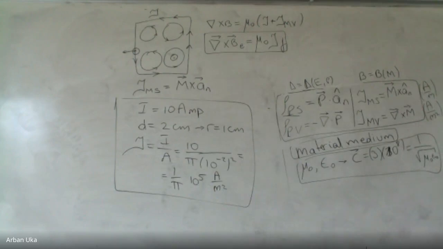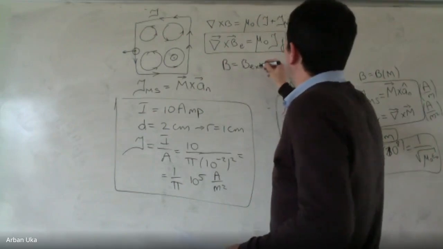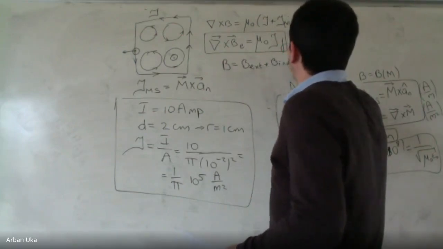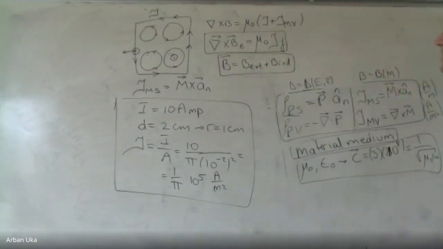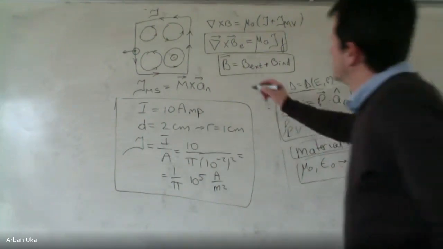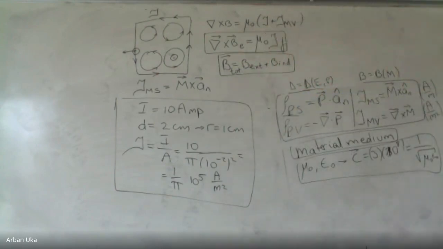Then in this material media, because of this new exposed field, the new magnetic field will now be the B external plus the B induced. So B_ind means that it's the B induced. This is the B, the total magnetic field. Okay, so this is how we move on.